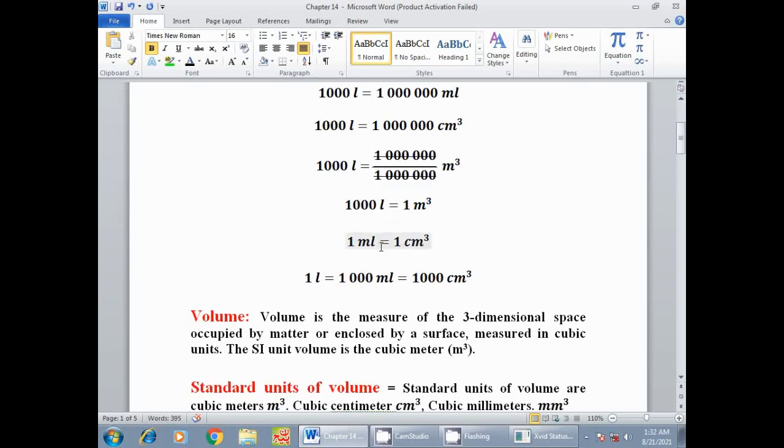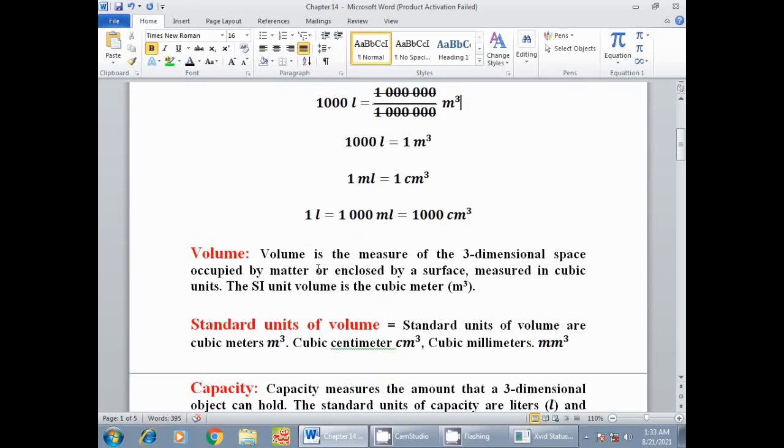Now, 1 milliliter equals 1 cubic centimeter. It means that 1 liter equals 1000 milliliters, and this 1000 milliliters equals 1000 cubic centimeters, as we know that 1 milliliter equals 1 cubic centimeter.